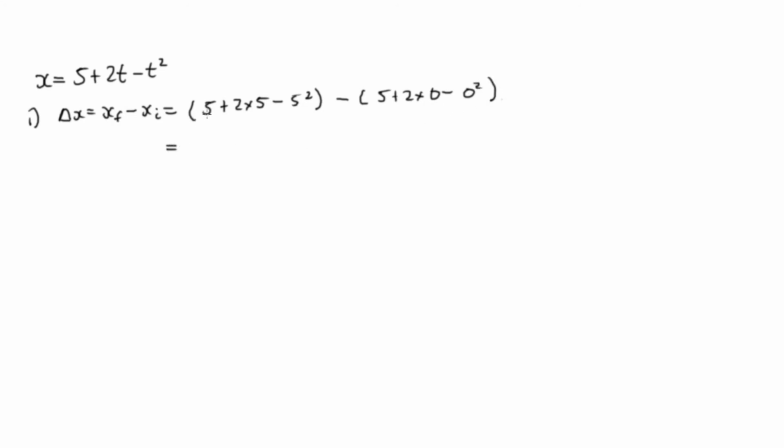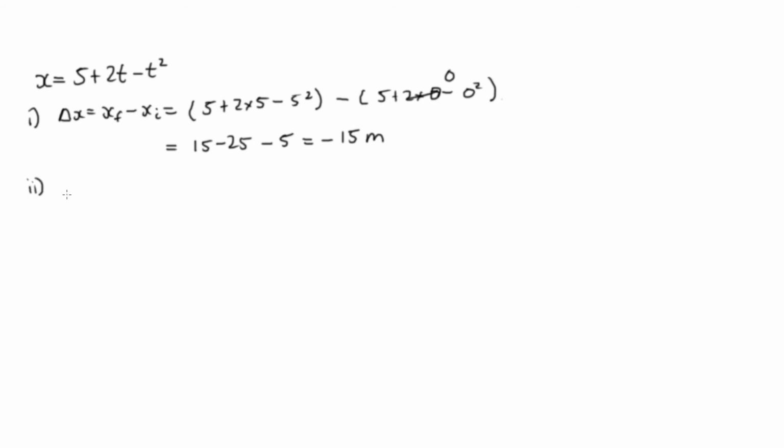So this will be 5 plus 2 times 5, so that's 5 plus 10, 15 minus 5 squared, which is 25. So this will be 15 minus 25, and then this term's 0, this term's 0, so we've got minus 5, and so this is equal to minus 15 meters. And this is along the x-axis. That's what this x shows.